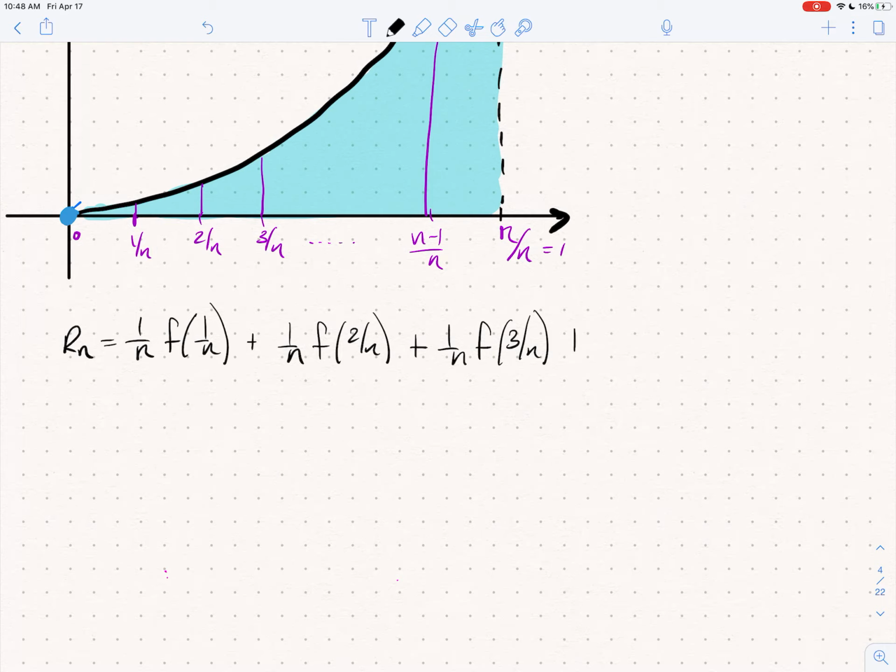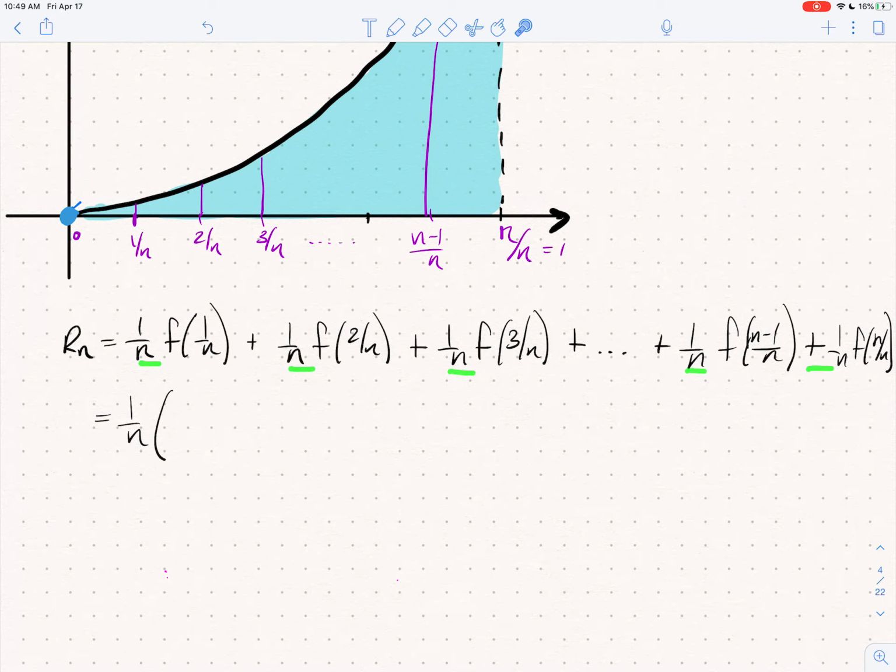And then you just keep going, dot, dot, dot, and you're going to get to this last one right here. So there's really a rectangle right here where this is the right endpoint. So you're going to get a 1 over n f of n minus 1 over n, plus the last one is 1 over n times plug in 1. But let's still write it as f of n over n just for completeness's sake. All right, so now we're going to factor that 1 over n out.